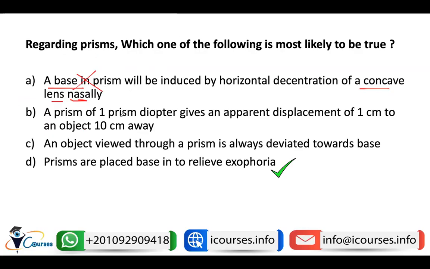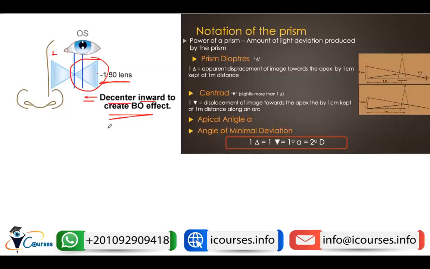A prism of one prism diopter will give apparent displacement of 1 centimeter to an object at 10 centimeters away. No, it will give 1 centimeter displacement of an object placed at 1 meter away. As you can see here, the object is placed at 1 meter, resulting in displacement of 1 centimeter.